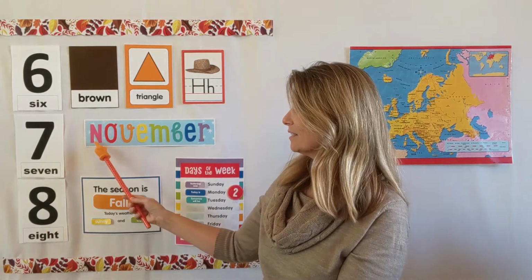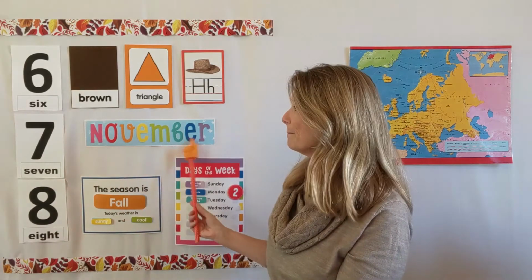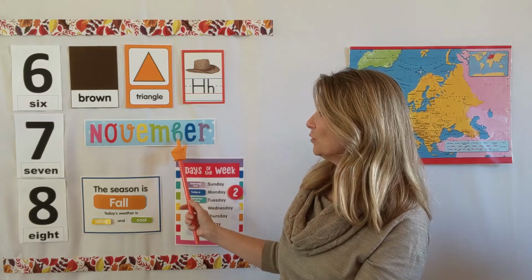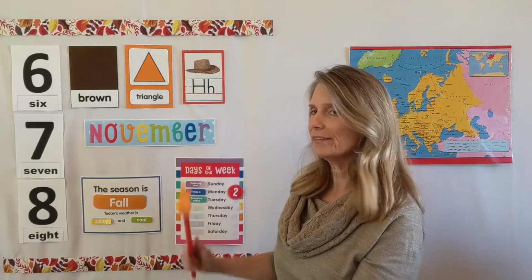Let's take a quick look at the word and some of the letters in it. It starts with the letter N because it says November. It ends just like October did. It ends with a B, an E, and an R. October, November. They end the same, but have some different letters in the beginning and throughout.